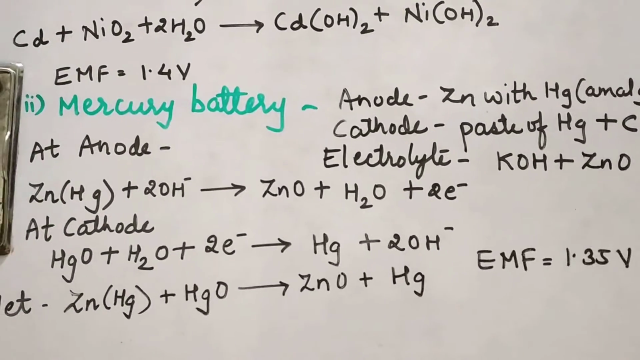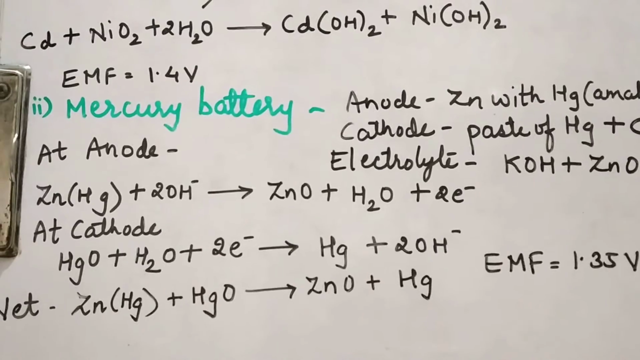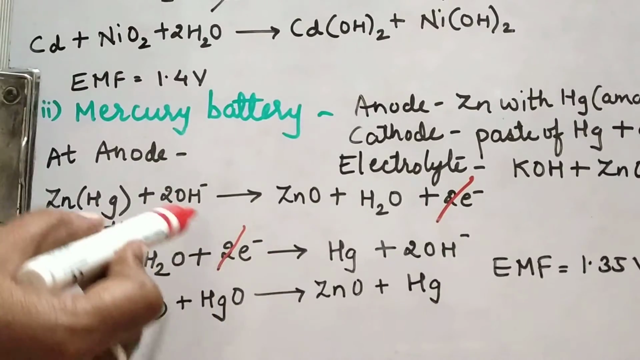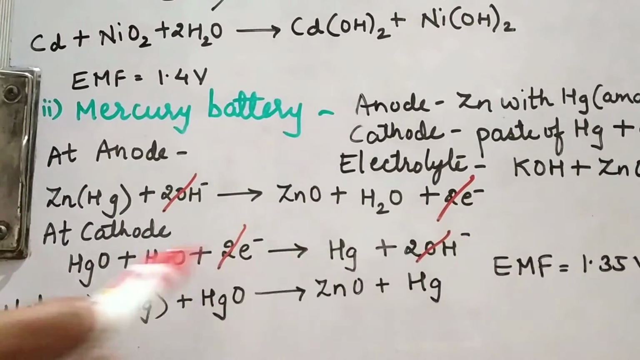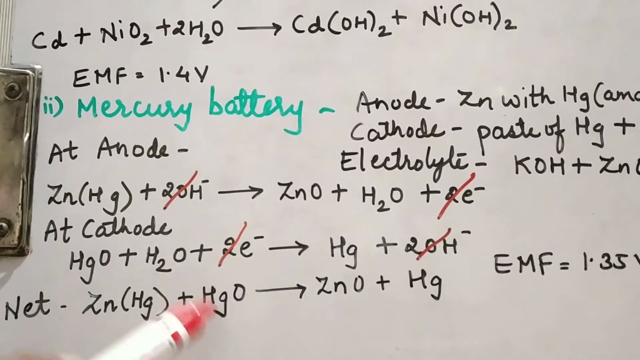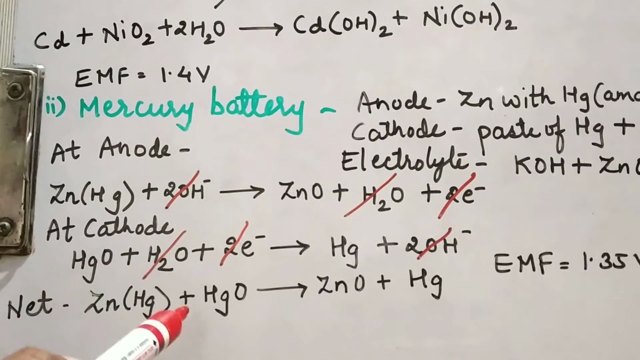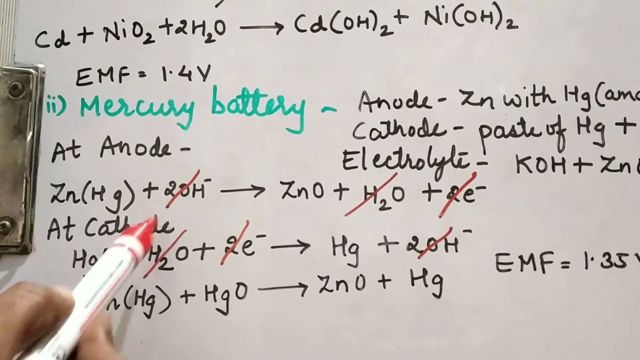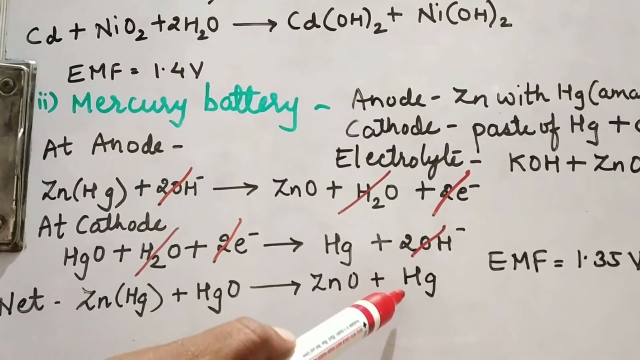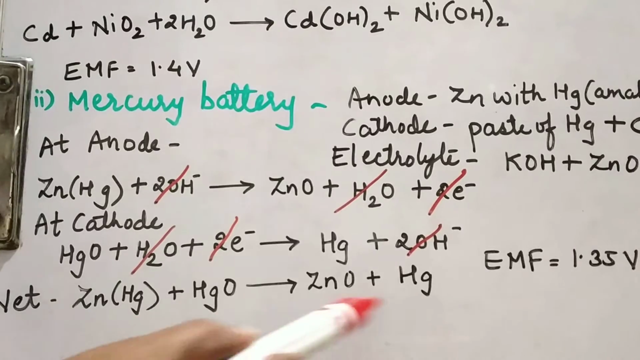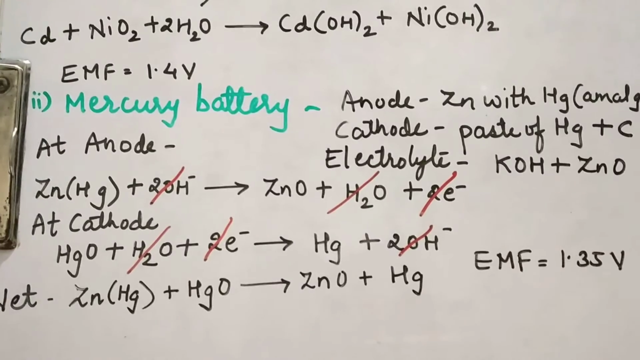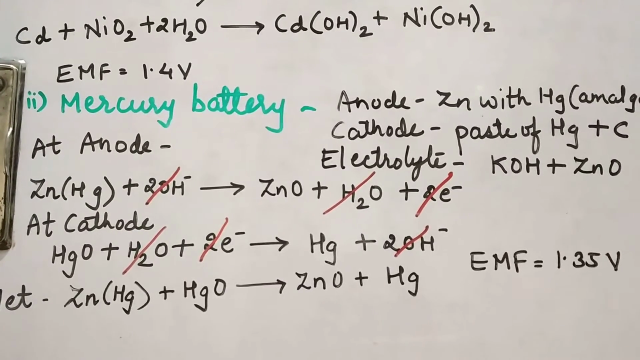So now to see the overall reaction, what will we do? LHS comes together and RHS. Now first the 2 electrons will get cancelled. What else do we see? Twice OH minus on both sides. Remaining, write the LHS: ZnHg plus HgO. Again H2O is common, so I have cancelled it. What remains is ZnHg and HgO, and on the right hand side ZnO and Hg. This remains on the right hand side. So here this becomes the net cell reaction. Now this mercury battery is producing an EMF of 1.35 volt.